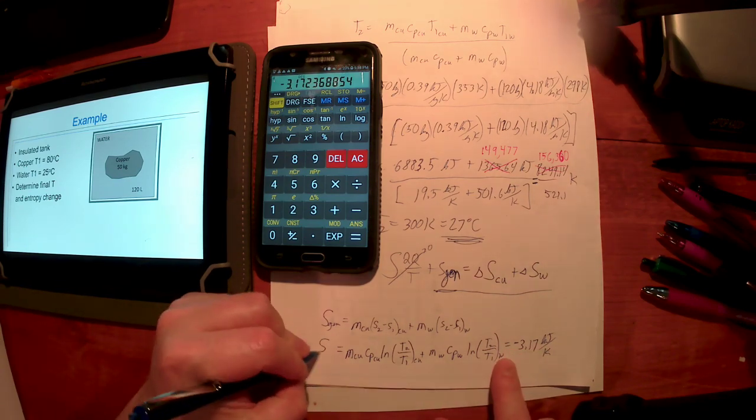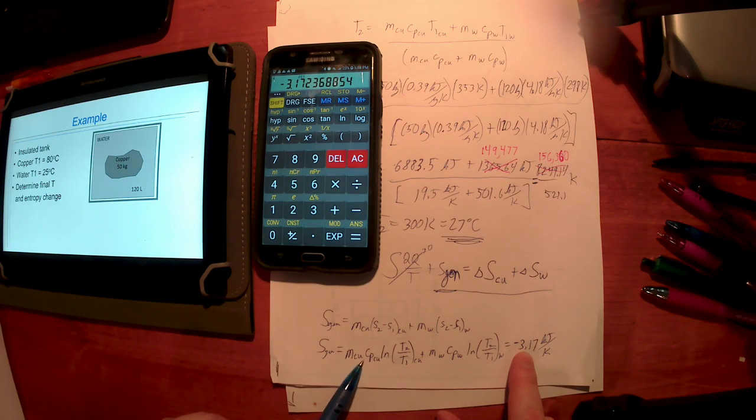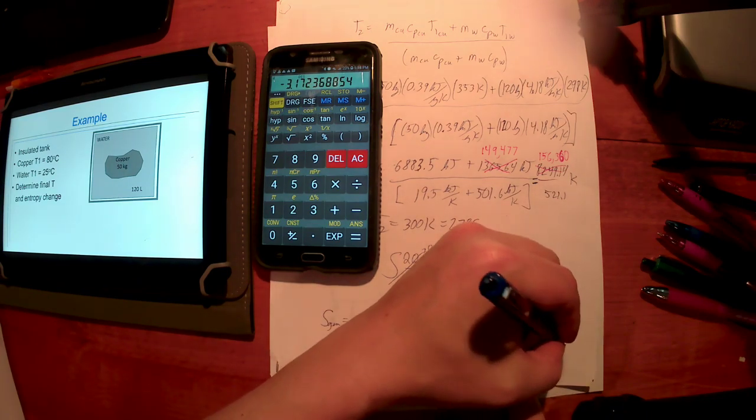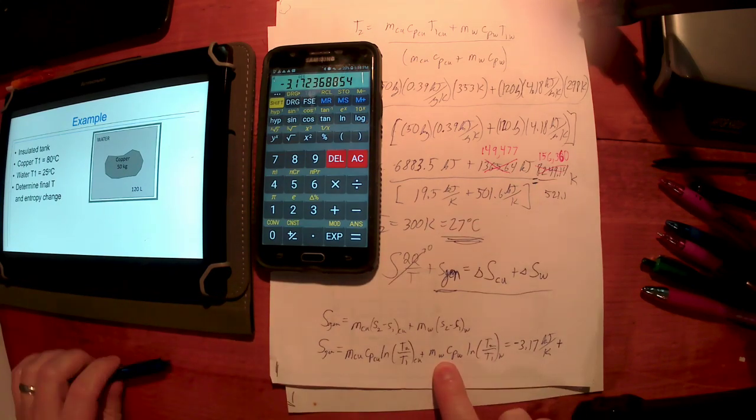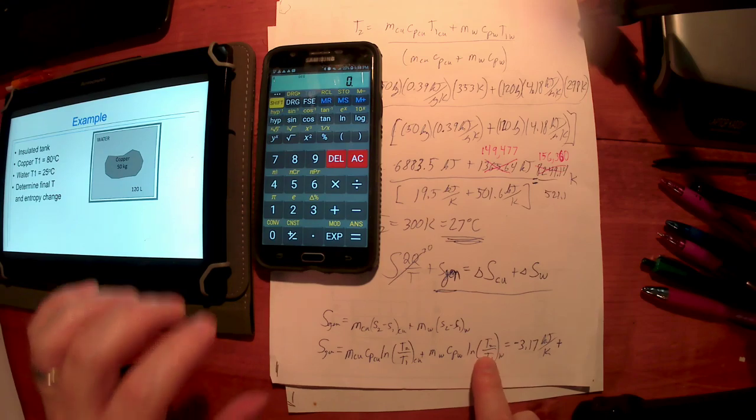Now, a lot of people will say, wait, Steve, you said entropy generated can't be negative. That's right. But this isn't the only entropy term. There's this one too. So let's talk about this one. So add to it this guy. Well, again, before we do the mass, let's do the natural log.